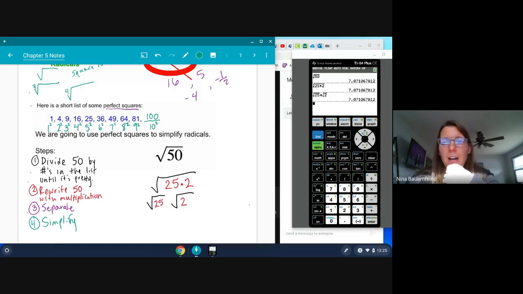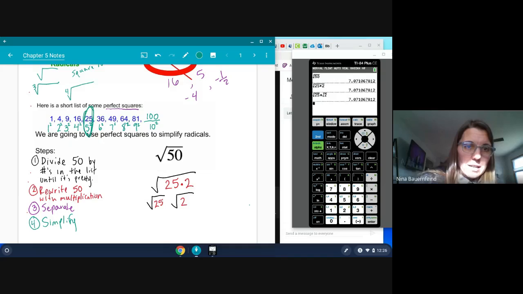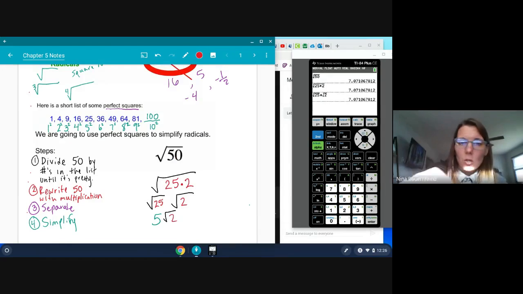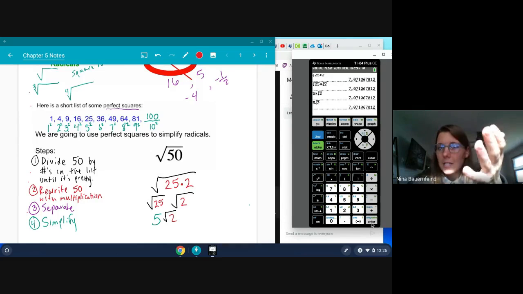The square root of 25 means what number times itself is 25. Five. Yeah, 5, exactly. And you see how that's like right here? So this is 5 square root 2. So when we put this in the calculator, 5 times the square root of 2, we still get that. You can also type it in like this, 5 times square root 2, and just have them touching, and it is the same thing.